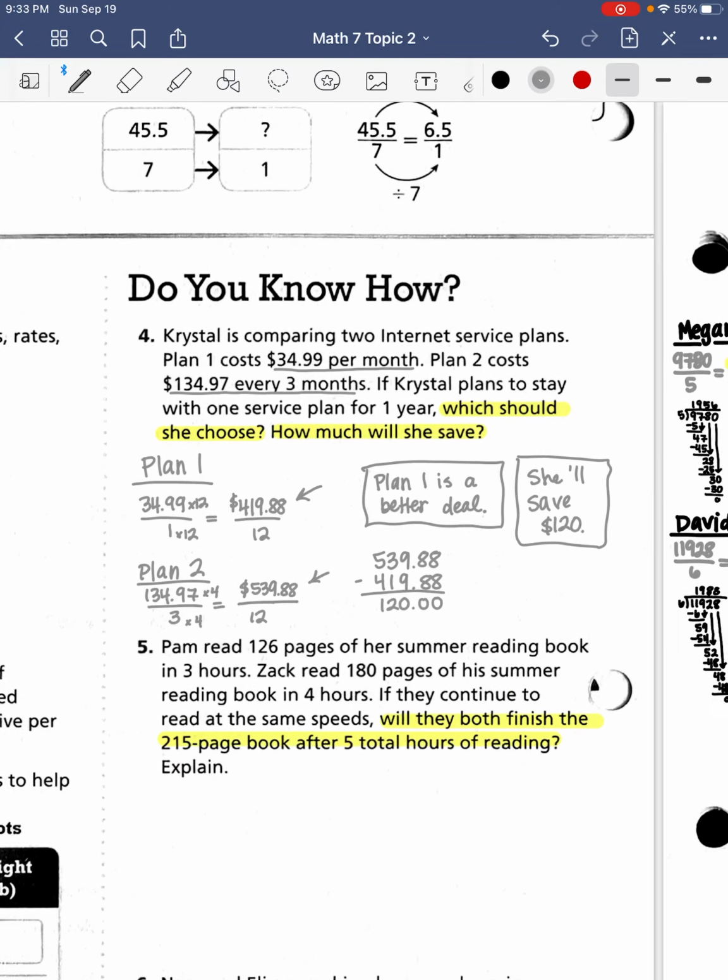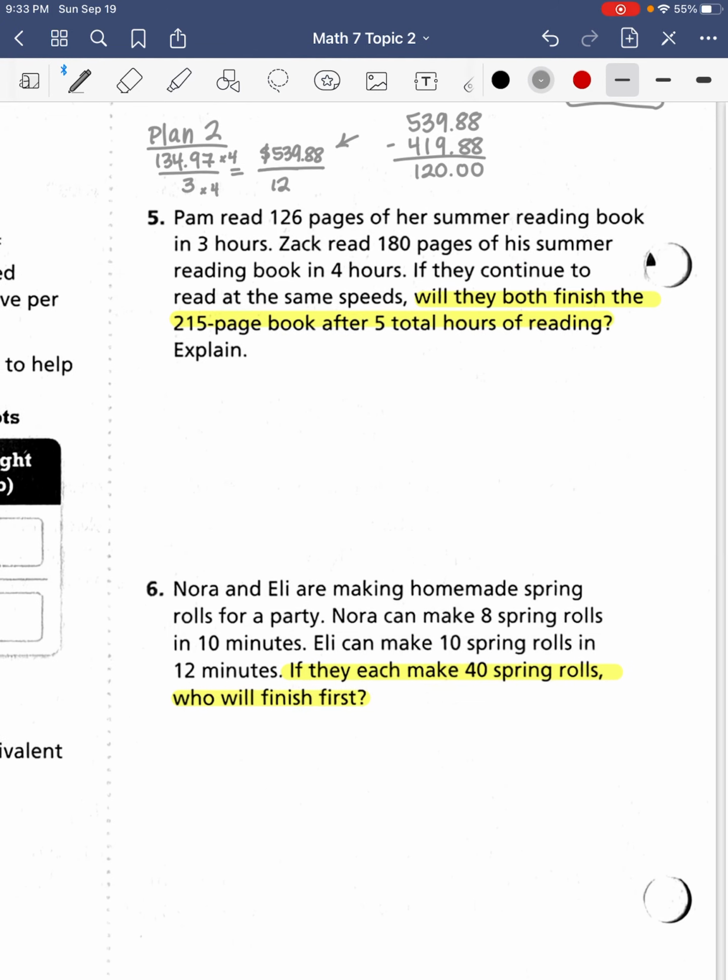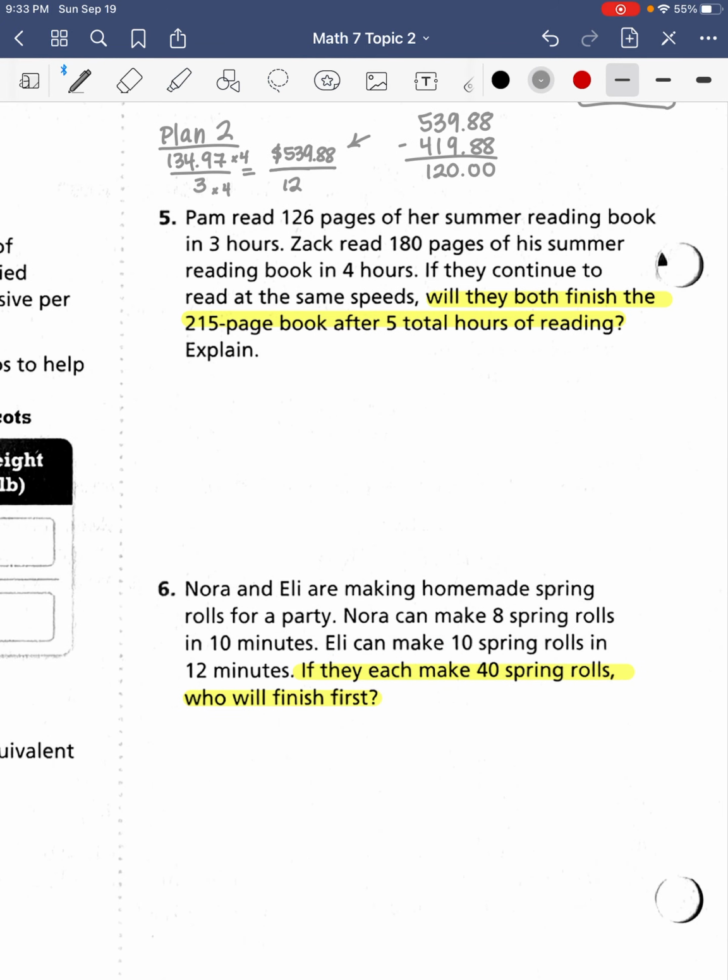Okay, moving on to number 5. Pam read 126 pages of her summer reading book in 3 hours. Zach read 180 pages of his summer reading book in 4 hours. If they continue to read at the same speeds, will they both finish the 215-page book after 5 total hours of reading? Explain. So let's start with Pam.